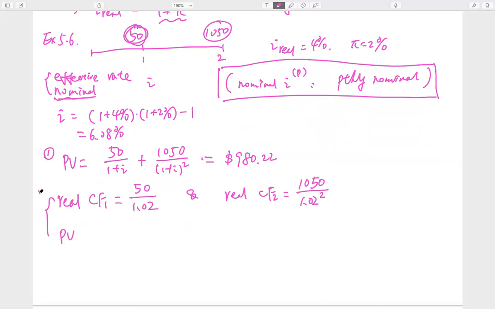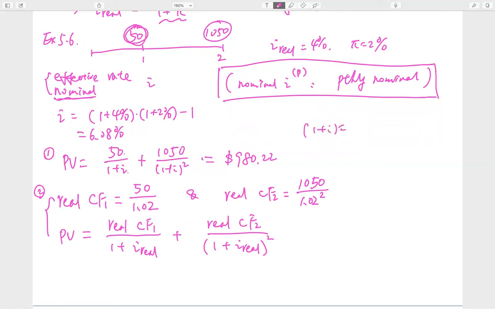Once we take care of the inflation, then we can do the present value. So here we have two methods, right? We can do it using the real cash flow: the first real cash flow divided by 1 plus the real interest rate, plus the second real cash flow divided by 1 plus i real squared. Okay, you will get the same result. The reason is trivial, right? Here's 50 divided by 1 plus i. We can write 1 plus i as 1 plus real times 1 plus pi.